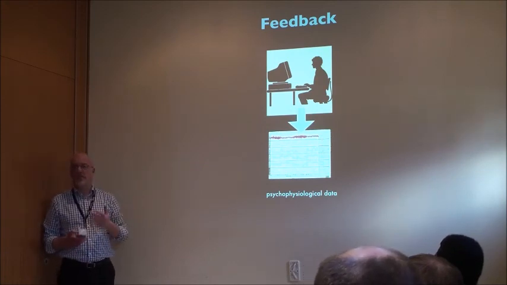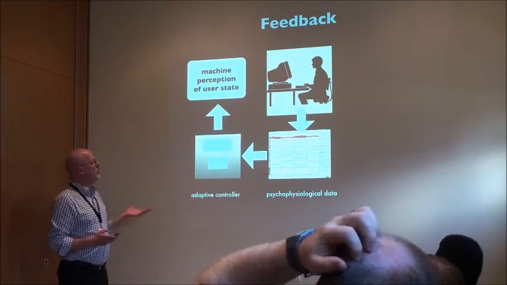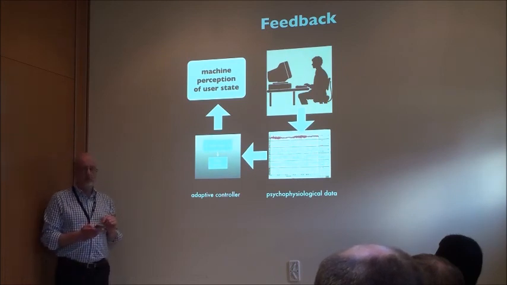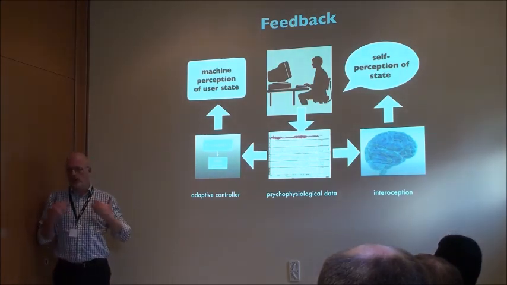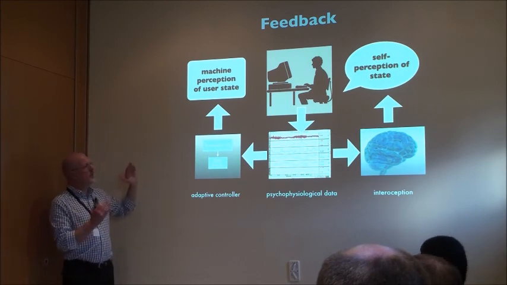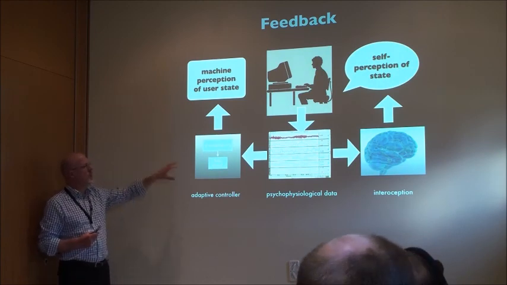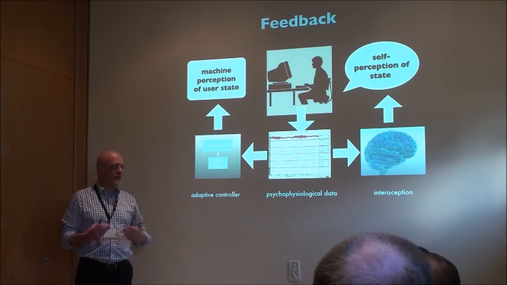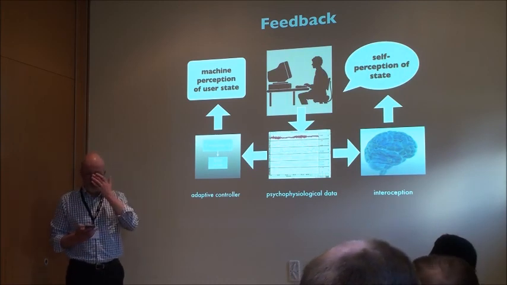So if we have someone in a biocybernetic loop, we're collecting data from them, and then we have feedback at the interface which says you are happy, you are sad, you are tired, or whatever, then we have two things. We have the machine perception of the state of the user, but also we have self-perception of the state. We know how we feel most of the time, right? So the system makes an assessment of the state of the user, and in the body we have a process called interoception, which is a way in which we assess emotions and fatigue and all kinds of different things. That gives us our self-perception of the state.